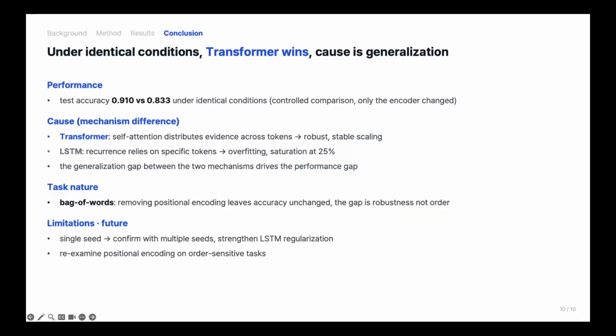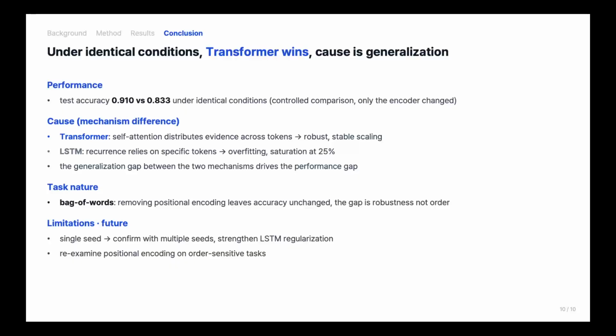To conclude, under a controlled comparison, the transformer won, 0.910 to 0.833, and the cause traces cleanly back to mechanism. Self-attention aggregates evidence across many tokens, which makes it robust, keeps its validation loss flat, and lets it scale with data. Recurrence funnels the decision through a sequential bottleneck onto a few tokens, which causes overfitting and early saturation.